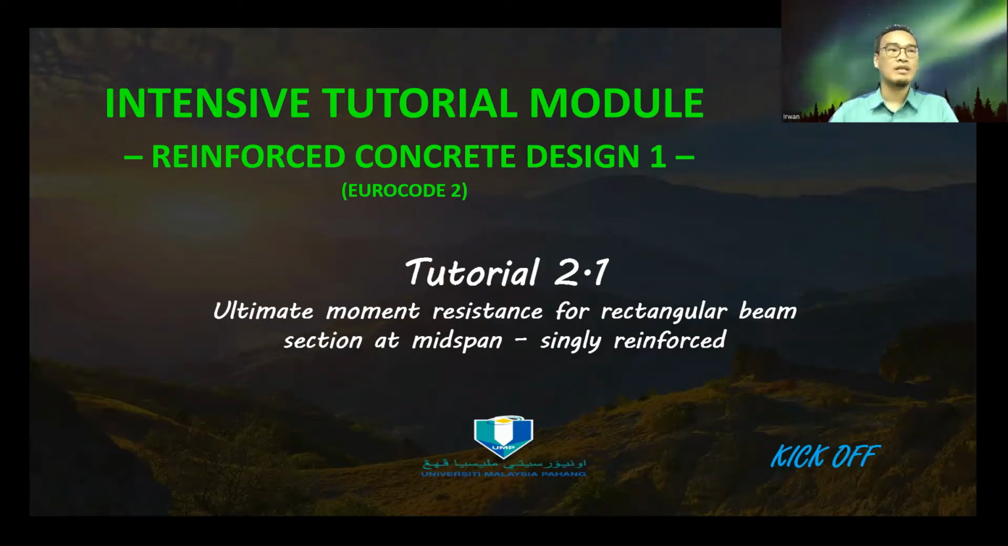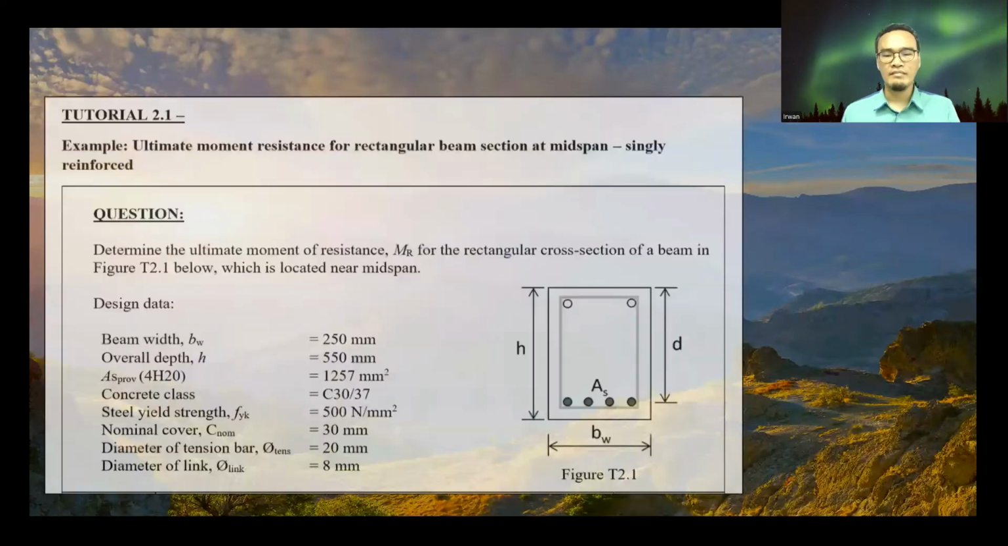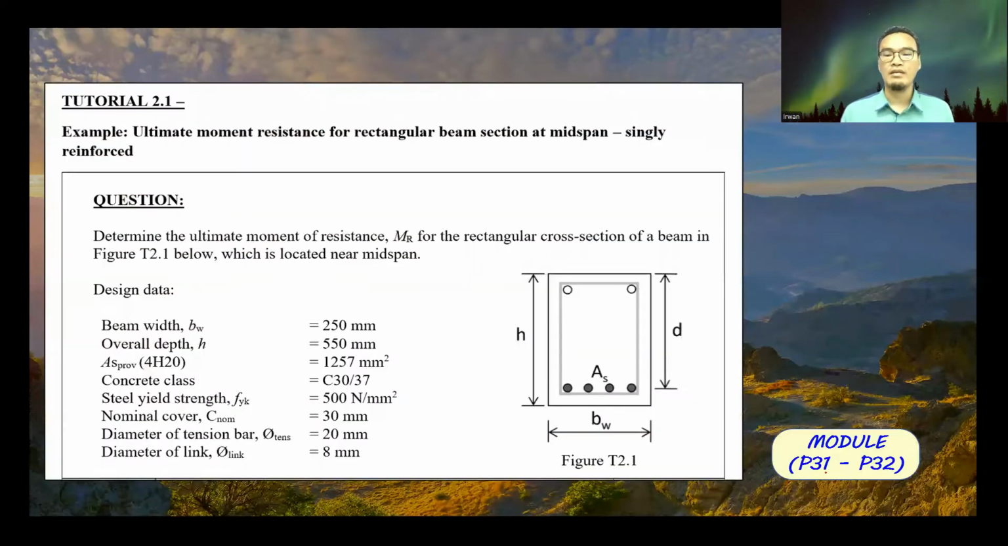Okay, in this video, I will discuss tutorial 2.1, which is the example of ultimate moment resistance for a rectangular beam at mid-span, which is singly reinforced. We can open the module, page number 30, 31 until 32. Tutorial 2.1: the question is to determine the ultimate moment of resistance for the rectangular cross section of a beam in figure 2.1 below, which is located near the midspan.